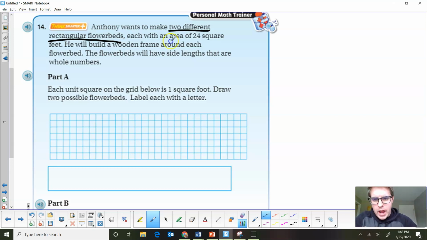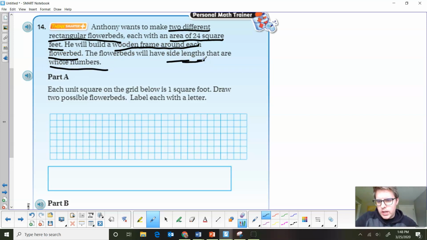Each with an area of 24 square feet. So I'm going to underline that because that's important. He will build a wooden frame around each flower bed. Sounds like perimeter because we're going around the edge. The flower beds will have side lengths that are whole numbers. Whole numbers are any number that doesn't have a decimal or a fraction attached to it. So let's read part A. Each unit square on the grid below is 1 square foot. Draw 2 possible flower beds, label each with a letter.